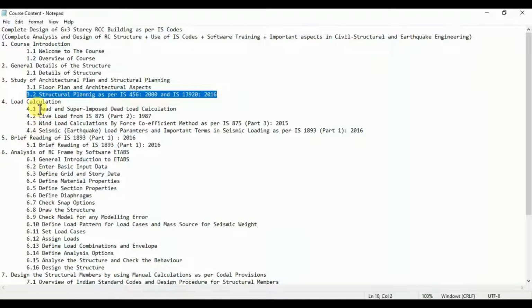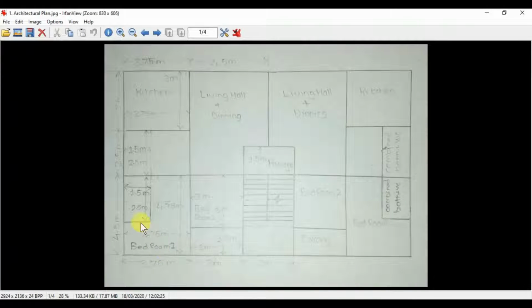In this video lecture, we will see structural planning as per IS 456-2000 and IS 13920-2016. So as of now, you know that this is the architecture plan of our building structure. But to draw a model in computer software ETABS, we need a floor framing plan. So for that, we need to convert our architectural plan into the floor framing plan. For that, we need to define the section sizes for the beams, columns and slabs. But these section sizes should satisfy the preliminary design.